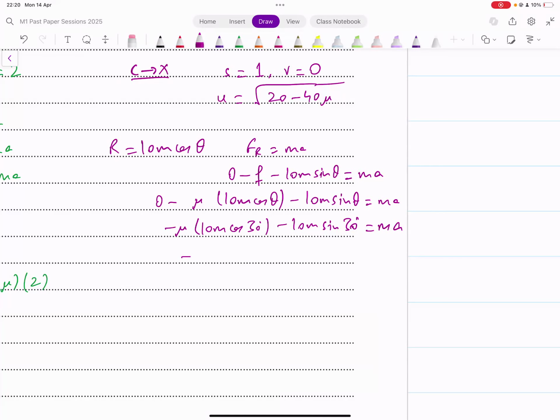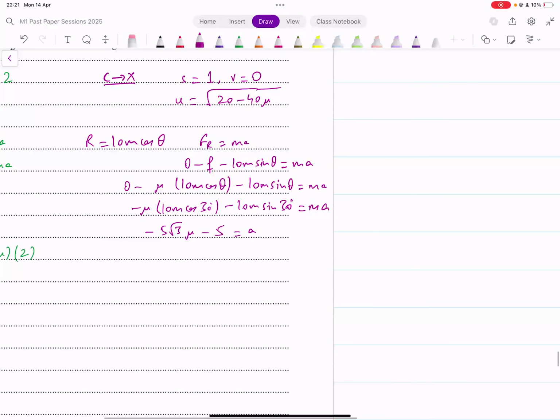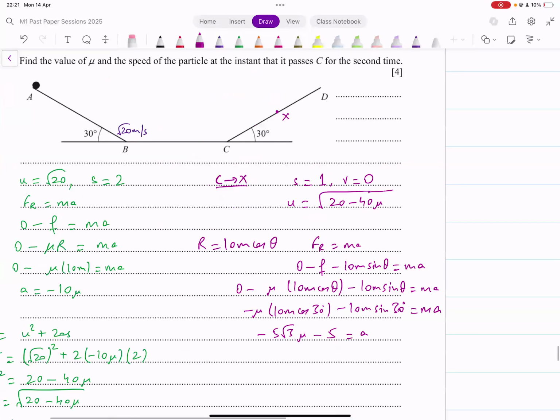And now we can connect these things to find the value for mu. That's very unfair. It's only 4 marks.